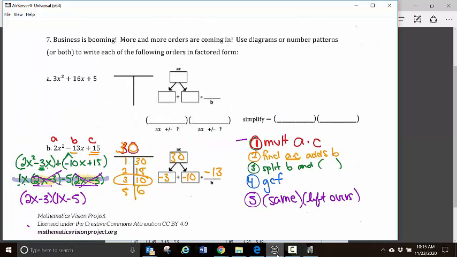So before we only had to do these 2 steps and we were done, but if there's a number in the front, we have to do all 5.